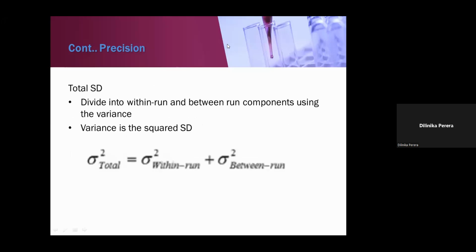Coming with this one, there's another term known as total SD. You can see this divides into a within-run and a between-run component using the variance. Variance is the squared SD, so the squared SD is the variance. So you can see how we take the total SD, with within-run and between-run.